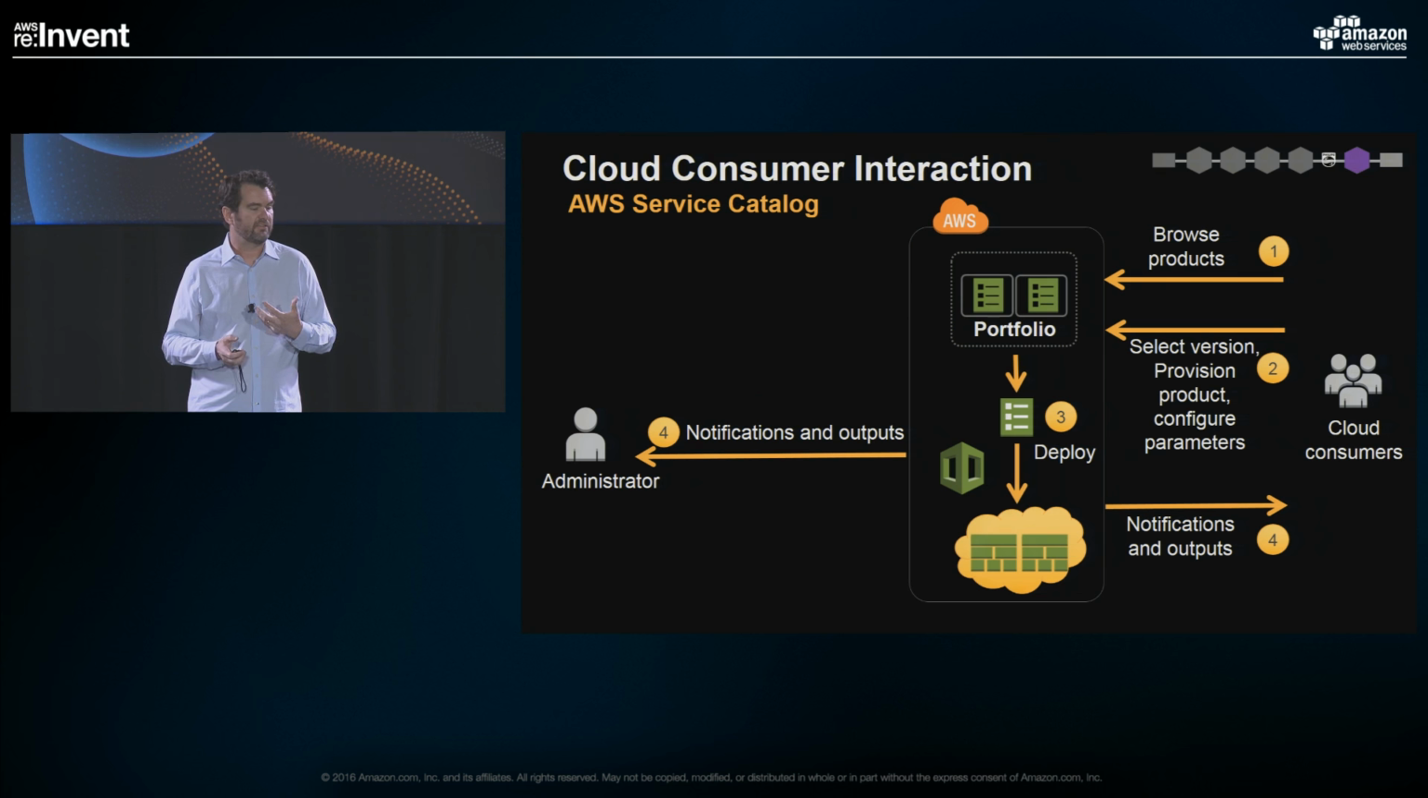Then from the user side, the Cloud Consumer comes in to Service Catalog. They can browse the products that their administrator has given them access to, but that's all they can browse. They can then self-service deploy those. They can select the version that they want to deploy. They can then provision the product by providing the parameters and setting the allowable values that they can set. And then they kick off that launch on their own. Once that deployment has happened, they can have notifications, and then they get the outputs back that were defined in the template that the administrator wants them to have access to, whether that's the SSH link into the EC2 instance or other aspects.